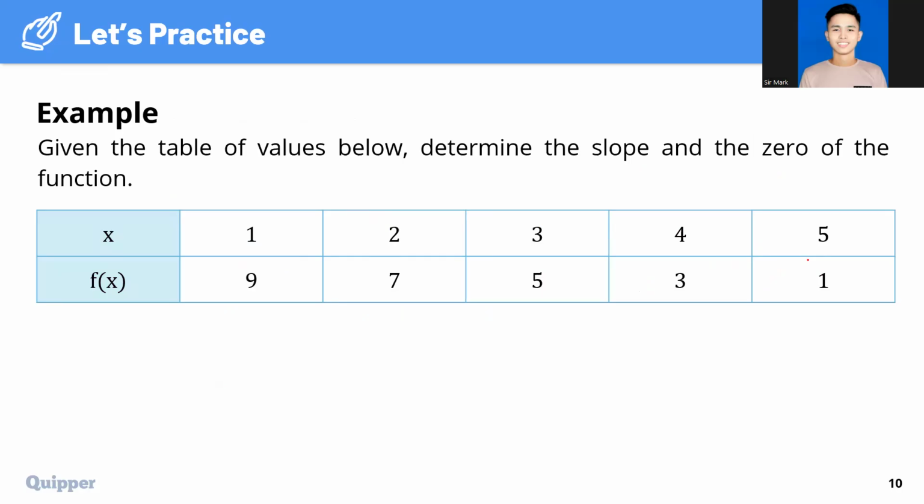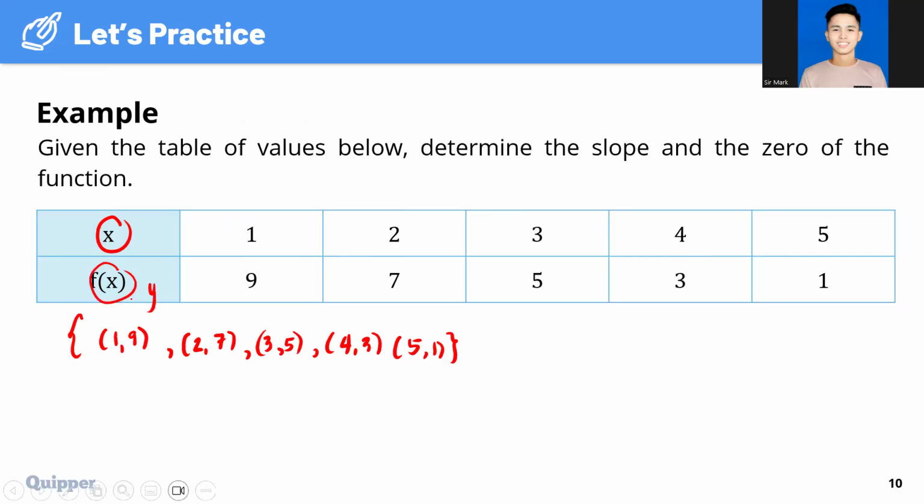Next example, given the table of values below, determine the slope and the 0 of the function. So how do we get the slope? Remember, this table of values, in our previous lesson, can also be rewritten as (1, 9), (2, 7), (3, 5), (4, 3), and (5, 1), right? So x stands for the domain, the set of all possible values of x, and f of x, which is also y, is our range, the set of all possible values of y.